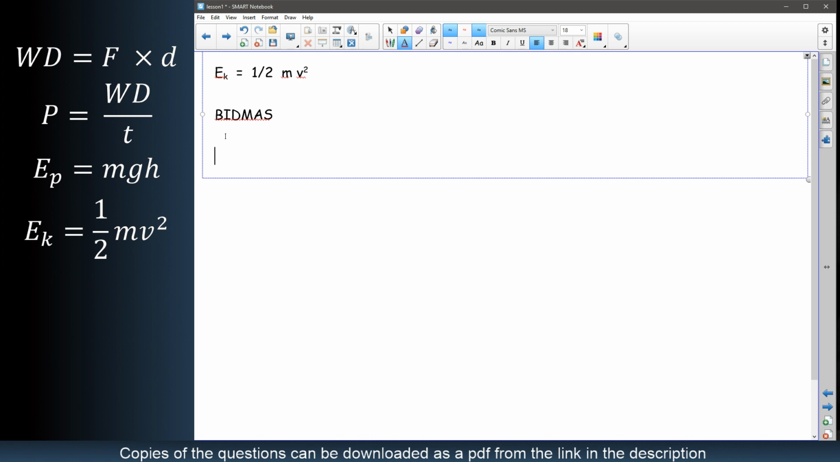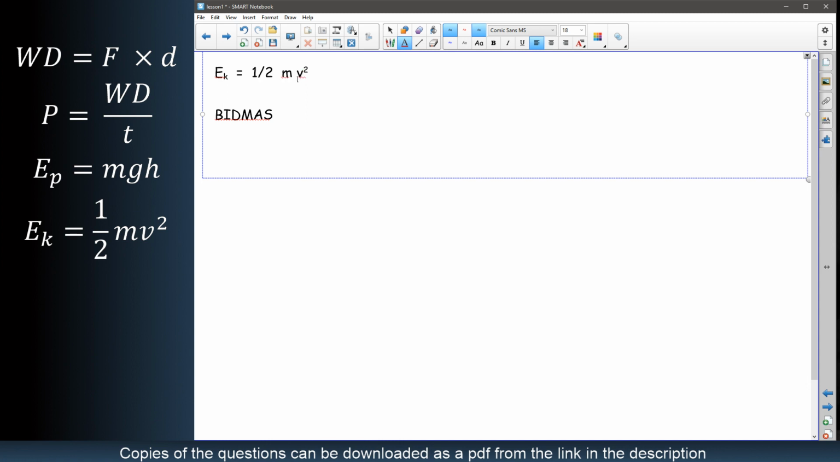Okay. Bid mass, so we've got no brackets, but we do have an indice, so the velocity gets squared first. Do that first, then you can multiply it by m, you can multiply it by a half after that, but really be careful. It's just the velocity that gets squared. The most common mistake we see as examiners is that you do a half, you multiply it by m, you multiply it by v, and then you square the whole thing, which is just silly. It's just v squared then.